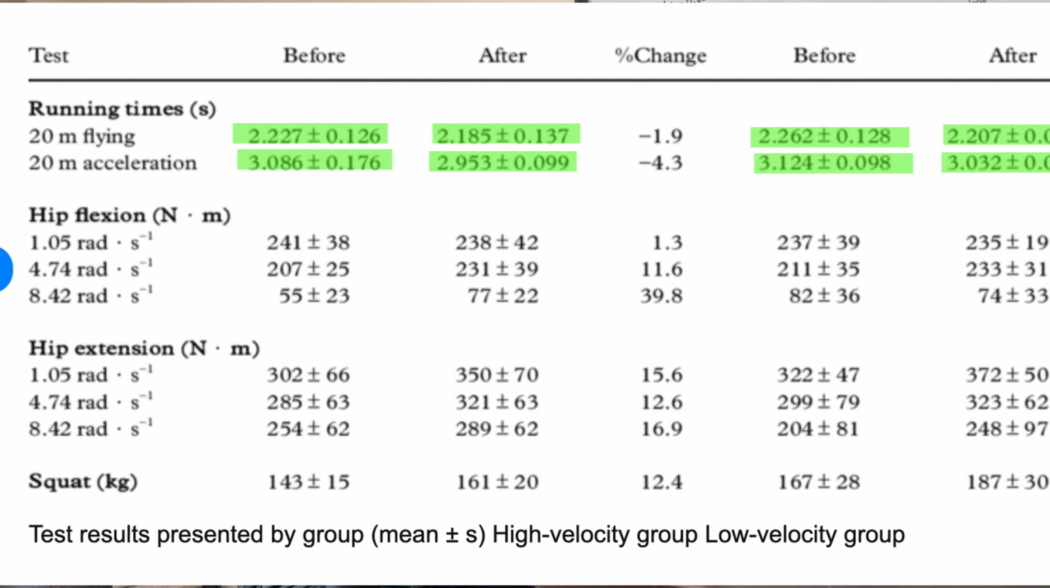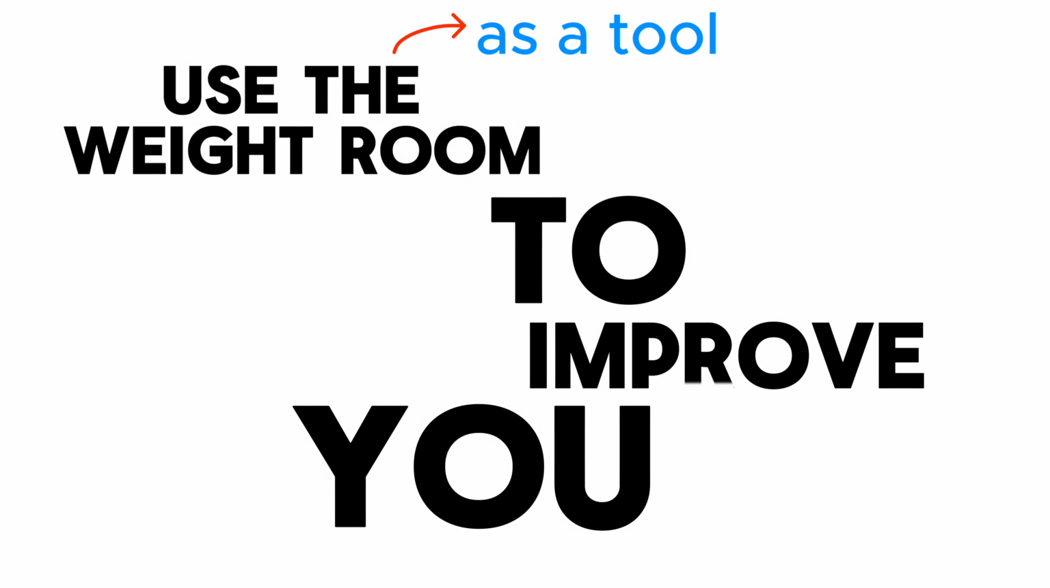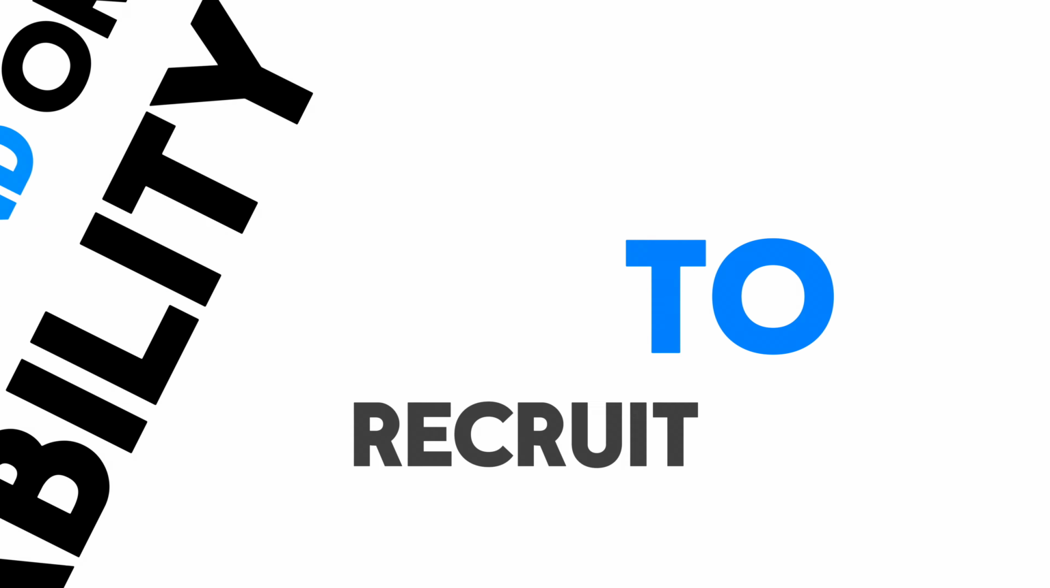Both groups improved because they trained their ability to recruit high threshold motor units, which is essential for speed and power. Now, this doesn't mean to stop heavy back squatting or only do jump squats or anything like that. But from this study, you can see that just by training the body to use the weight room as a tool, they saw improvements in their speed training. But getting too caught up in the numbers, that's where most people go wrong. Use the weight room as a tool to improve your body's demand or ability to recruit high threshold motor units, which is only going to help you more on the field.